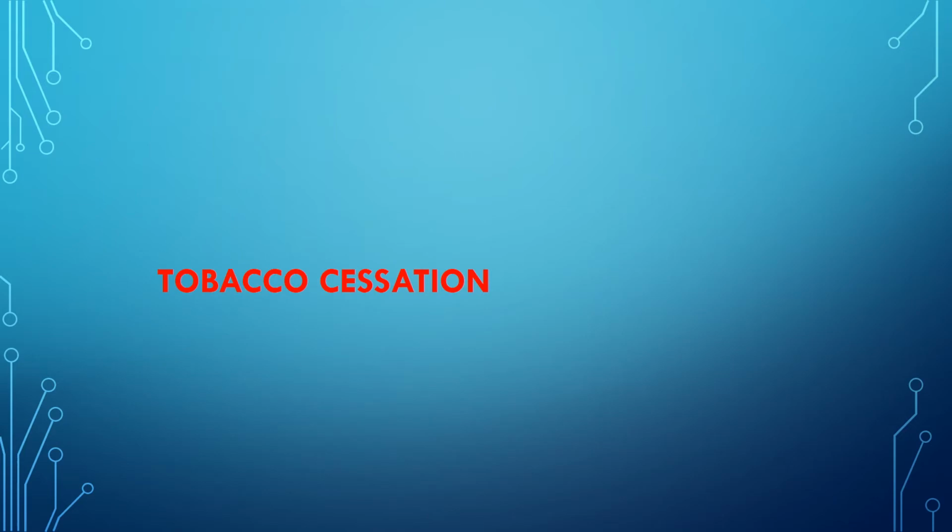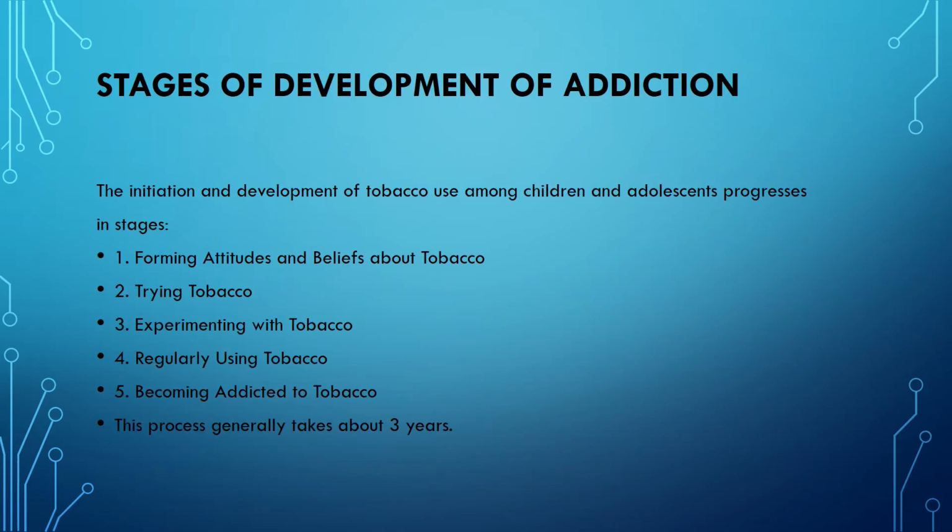The first part is tobacco cessation. Stages of development of addiction. The initiation and development of tobacco use among children and adolescents progresses in stages: forming attitudes and beliefs about tobacco, trying tobacco, experimenting with tobacco, regularly using tobacco, and the fifth one, becoming addicted to tobacco. This process generally takes about 3 years.